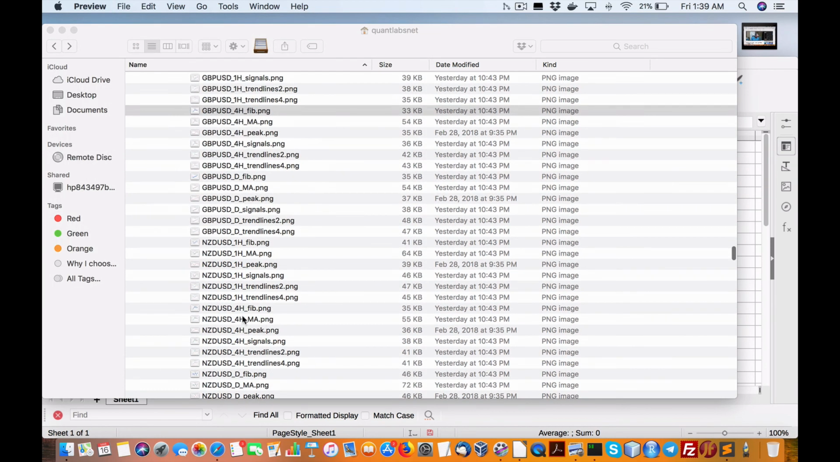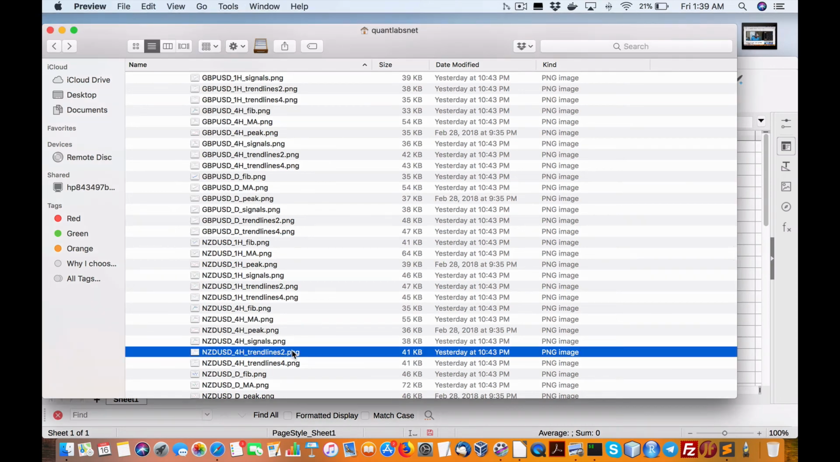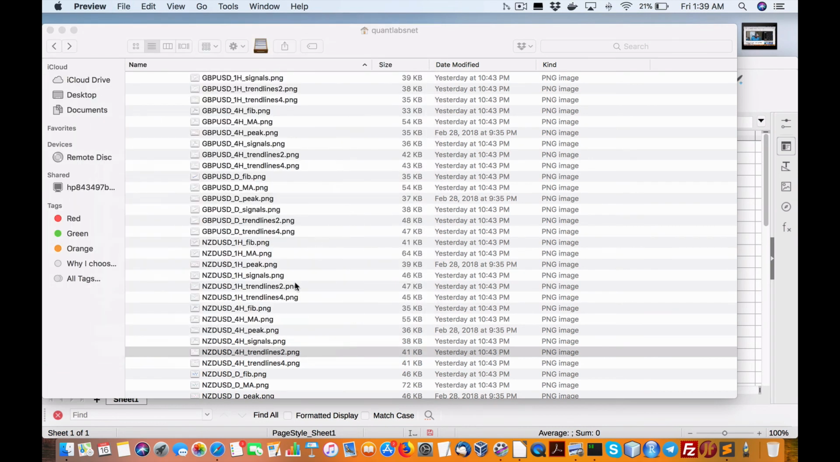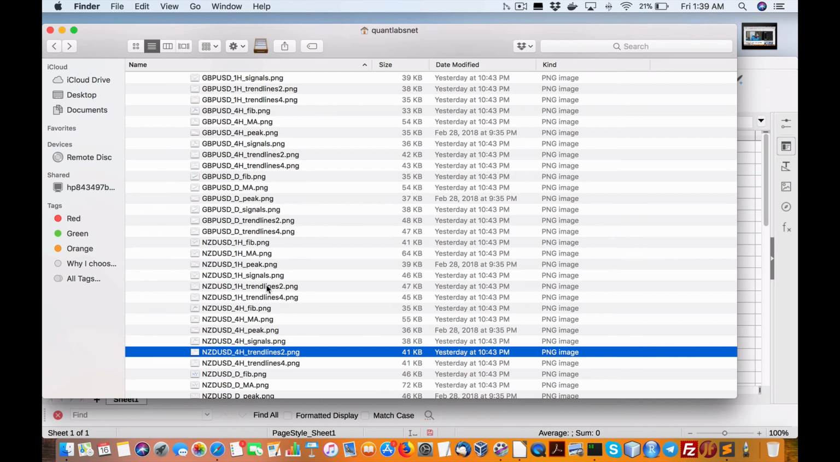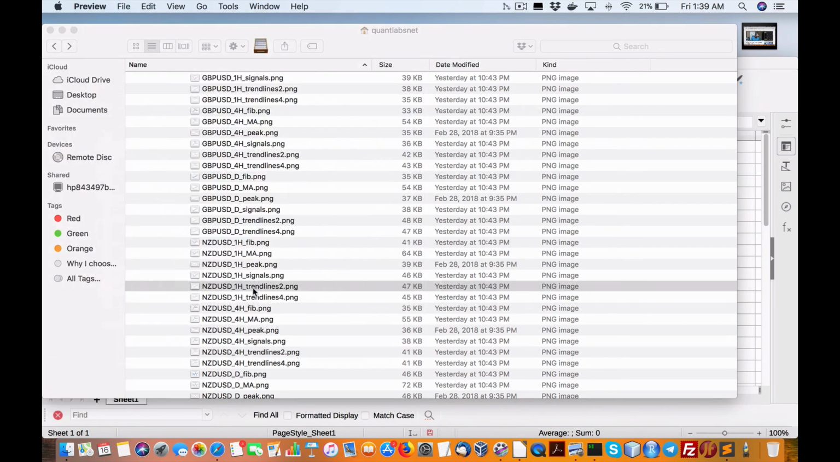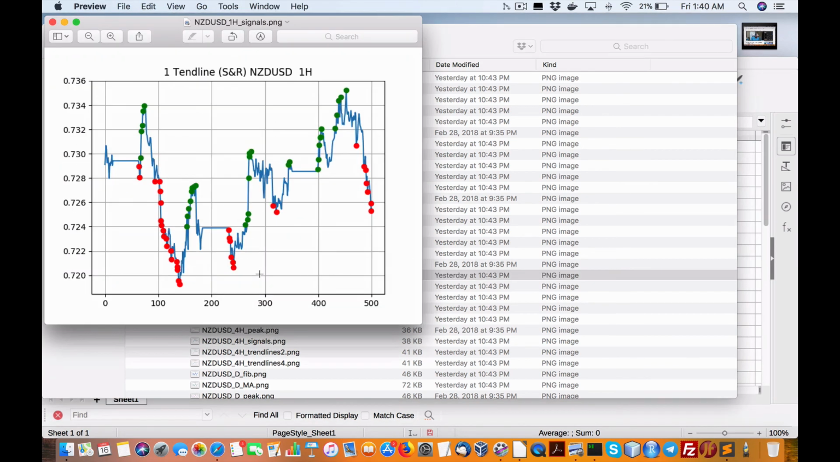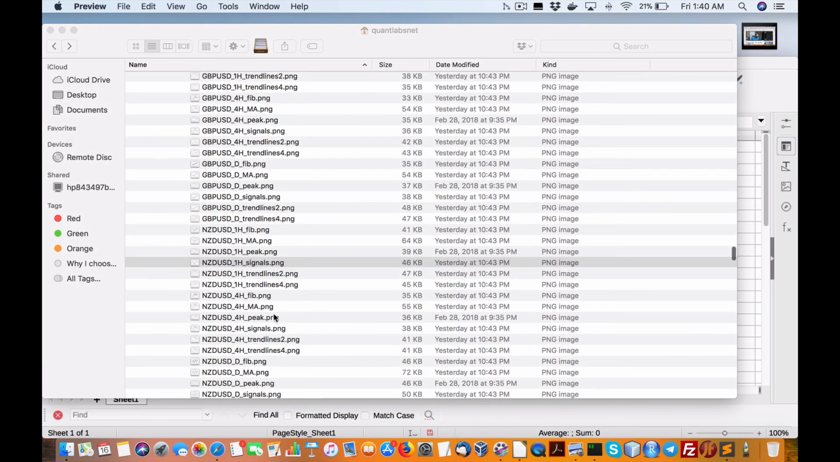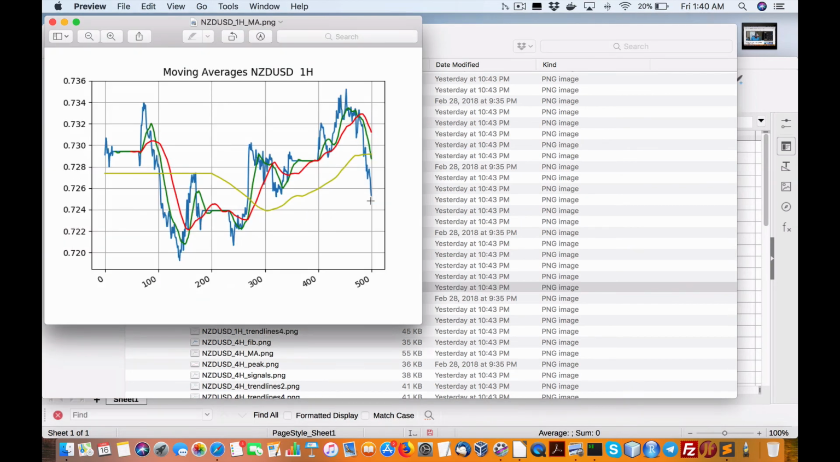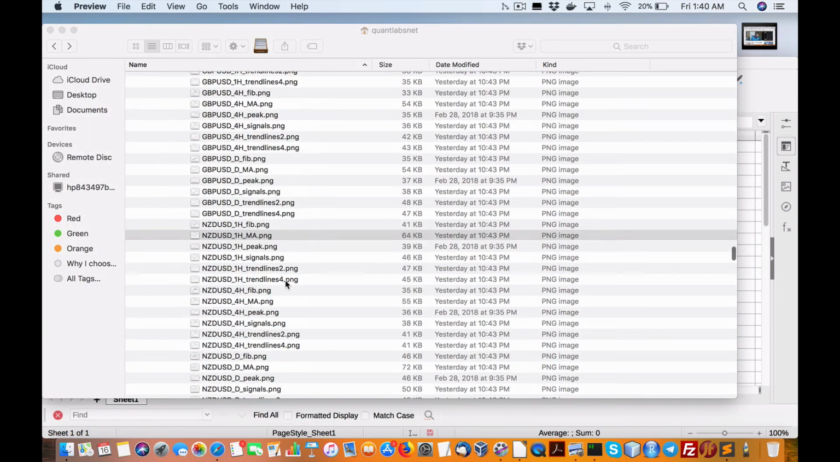New Zealand and US dollar. There is an uptrend, but it's definitely range bound. No, it's come down. Too many sell. But it's these sort of things where you go, it's just a downtrend for the 4-hour.